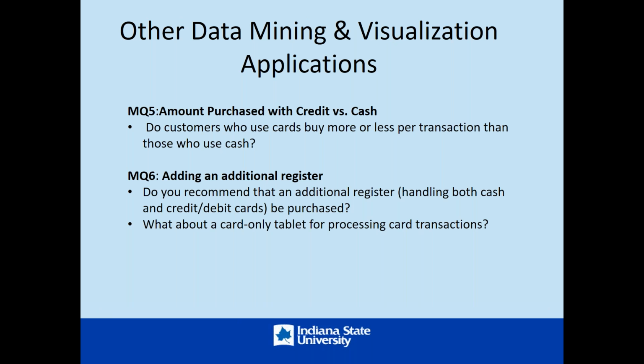All right, and then other data mining and visualization applications that are discussed in our paper are about the amount purchased with credit versus cash. So do customers who use cards buy more or less per transaction than those who use cash? And then another one about adding an additional register. So do you recommend an additional register handling both cash and credit/debit cards be purchased? Or what about a card-only tablet for processing card transactions? I'm going to hand it over to Concetta now.